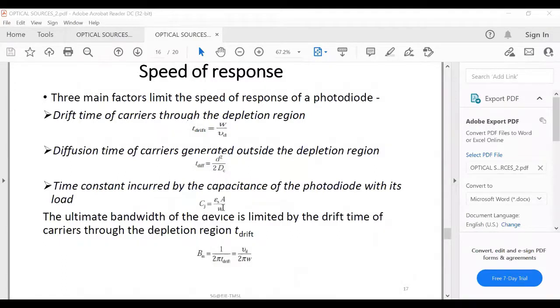Here the ultimate bandwidth of the device is limited by the drift time of the carriers through the depletion region, that is T drift, and the bandwidth is given by 1 by 2 pi T drift, which can be represented with the help of drift velocity as well as the width of the depletion layer using this equation. So that is the speed of response factors we have to consider.